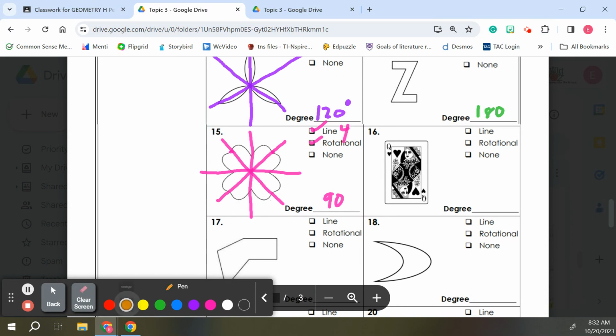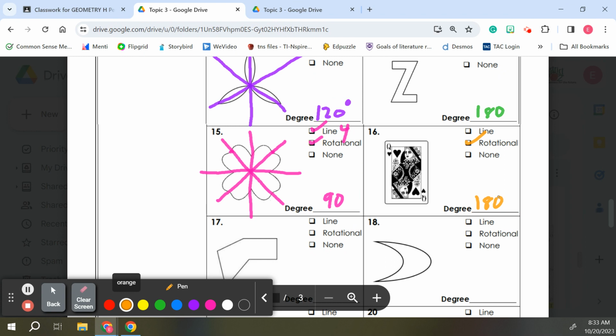How about 16? Is it going to have reflectional or lines of symmetry? No, it's not going to have that. It does have rotational. What's it going to be? 180. Very good.